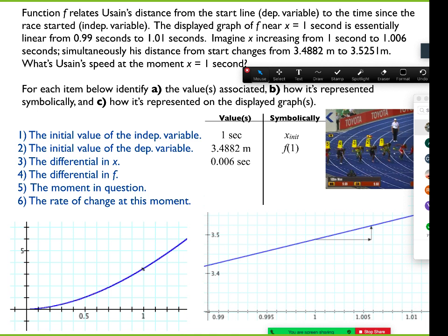Would it be f of... Wait, no. Is it x final minus x initial? It could be, but we have a better way to do that. So yes, it is. It could be x final minus x initial, which is equal to what? Do you mean like 1.006 minus 1? But this is symbolically now, right? So no values.